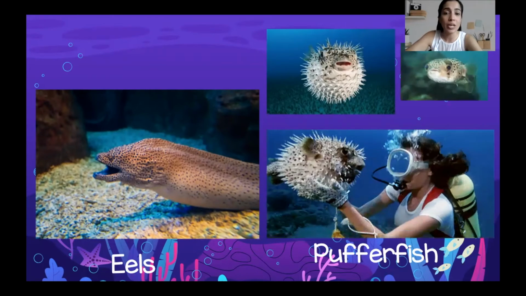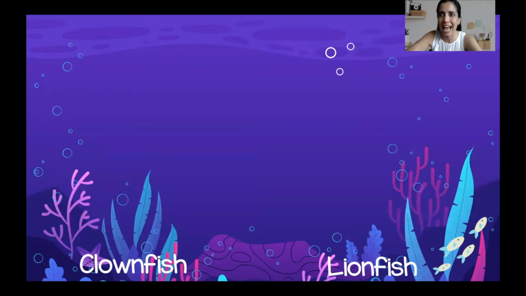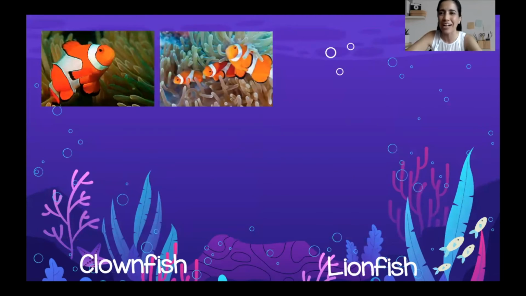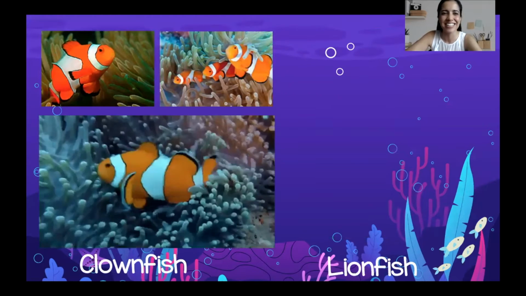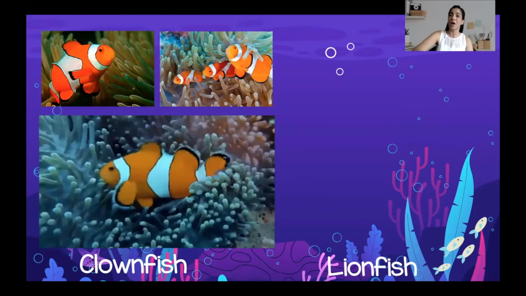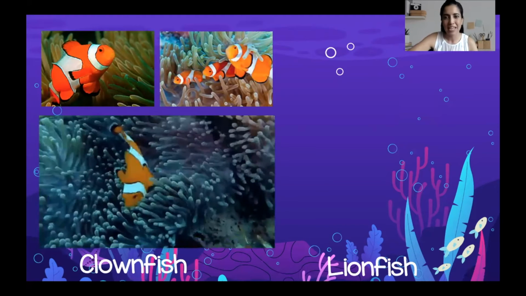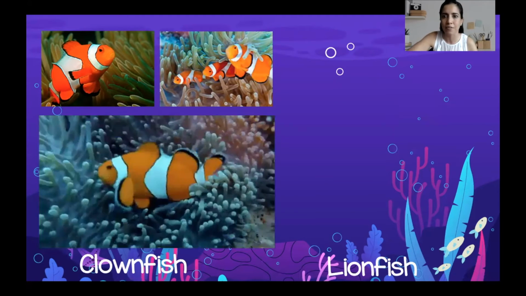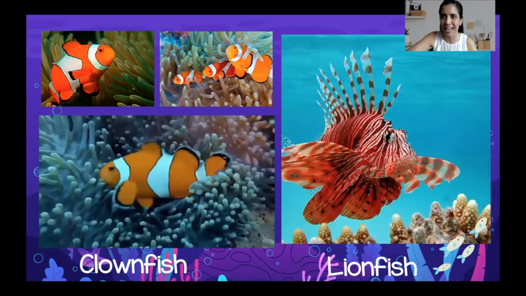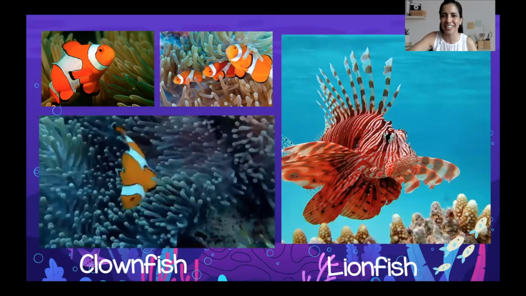Okay. You can also find clownfish. Yes, you know these ones, right? Have you watched Nemo? Yes, in Finding Nemo, you can find a lot of these animals because it's all about the coral reefs. You can also find lionfish. Look at them. They actually look like a lion. Aren't they funny?